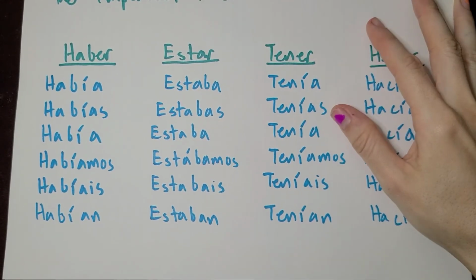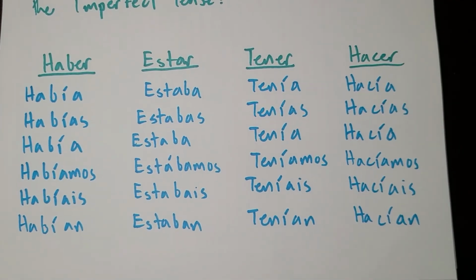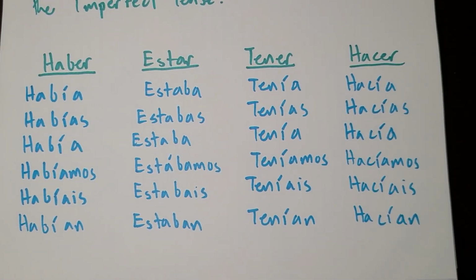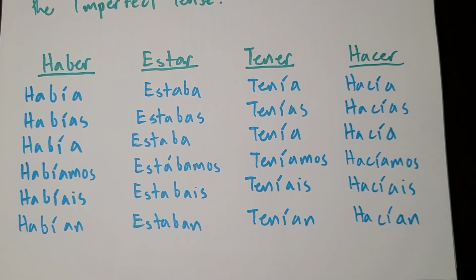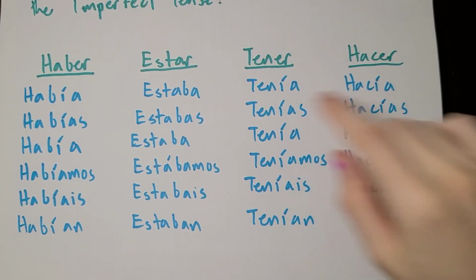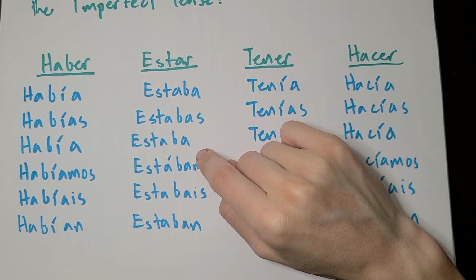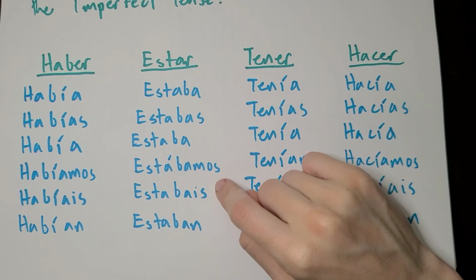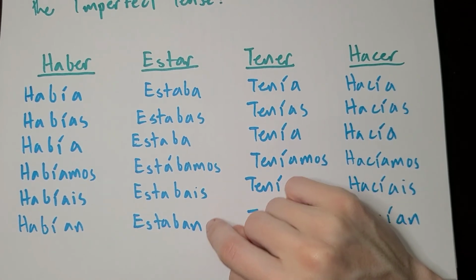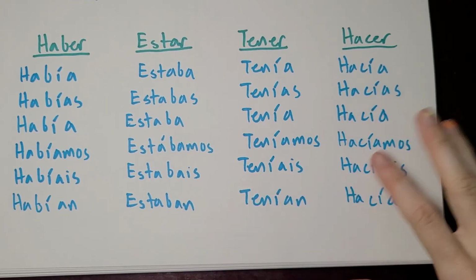Estar, completely regular. Even in the present tense, estar is irregular because it has an accent. In the imperfect tense, forget about it. Completely regular, nothing weird going on here. Yo estaba, tú estabas, él estaba, nosotros estábamos, vosotros estabais, ellos estaban.